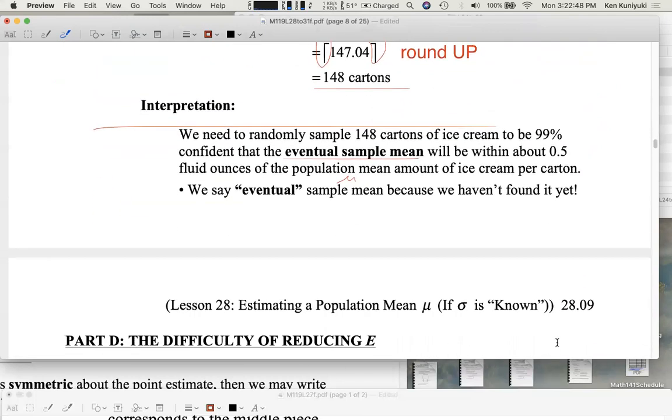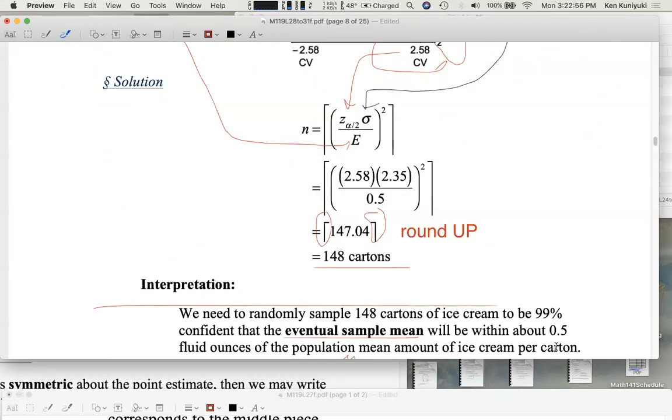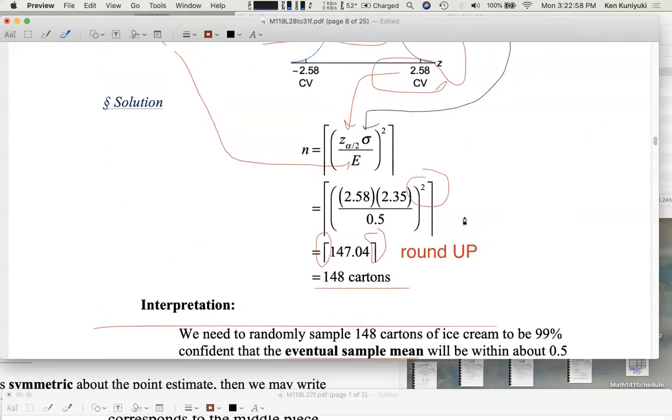Next, we're going to talk about how difficult it is to reduce the margin of error, and it's harder than you might think. I'll give you a hint. It's because of the square. Next time.